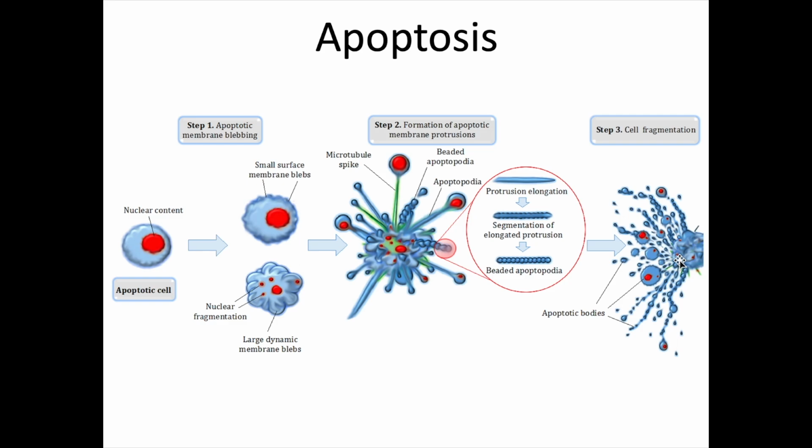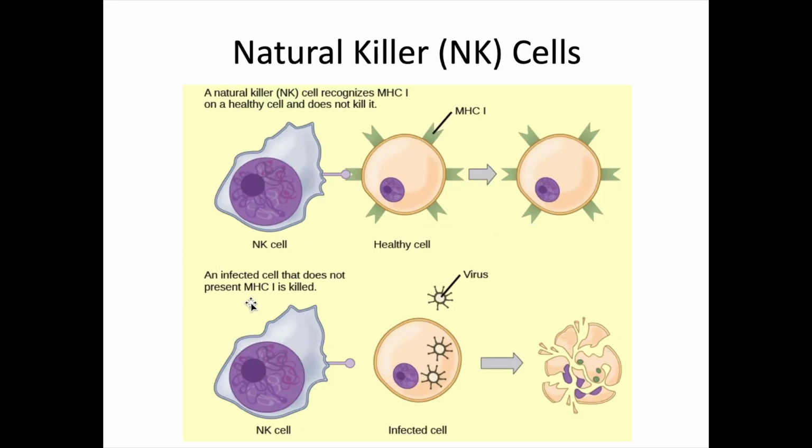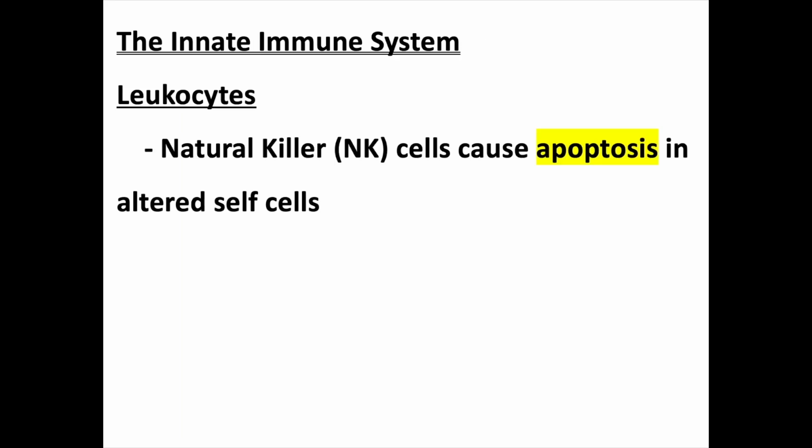Every cell has a self-destruct button on it, and these natural killer cells are going to trigger this self-destruct button to prevent the spread of this virus or prevent the spread of cancer. So natural killer NK cells cause apoptosis in these altered self cells. Apoptosis, defined in the key terms, programmed cell death. Simple enough. And so again, this is not an external threat, it's an internal threat, but here we've got some leukocytes that help deal with this kind of problem.